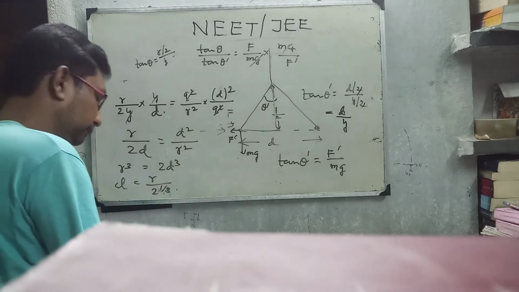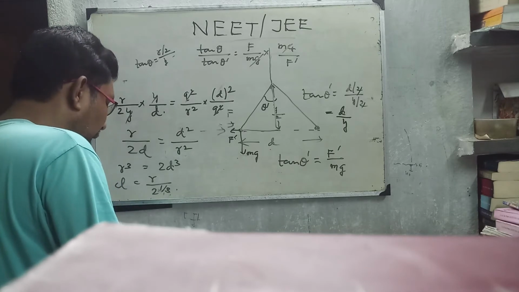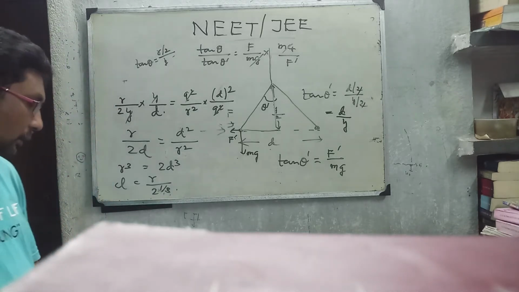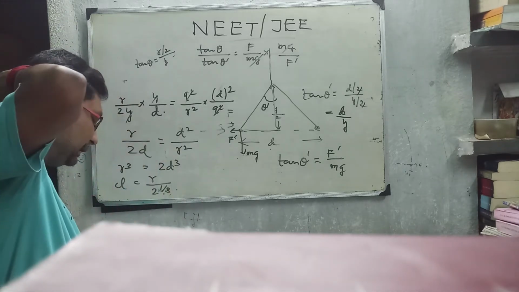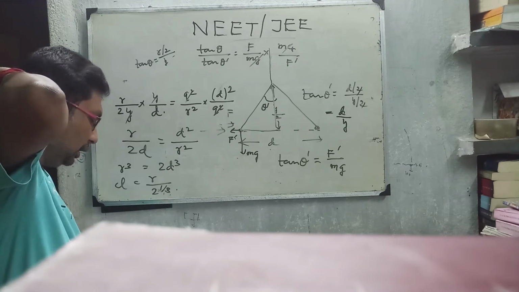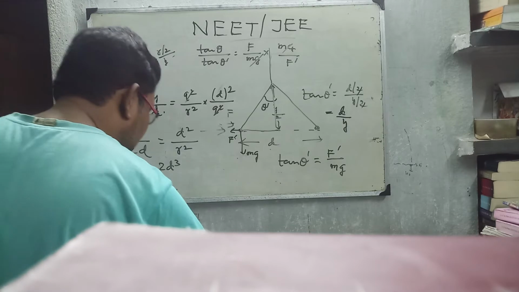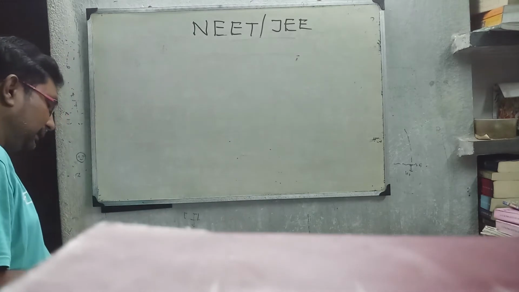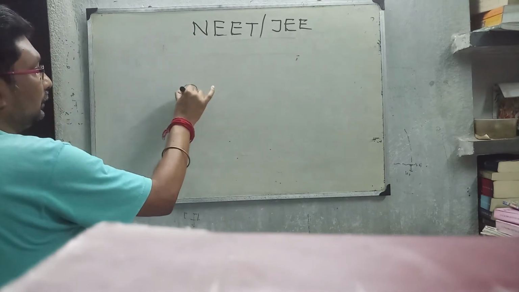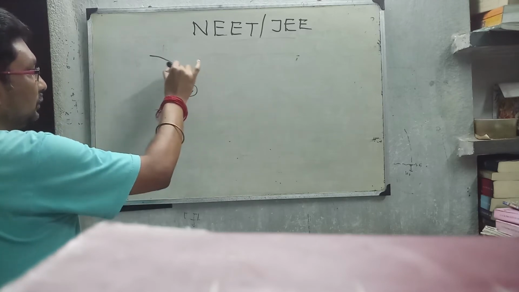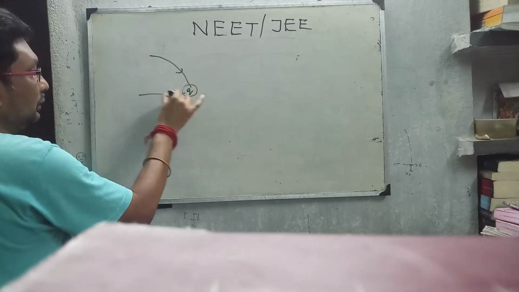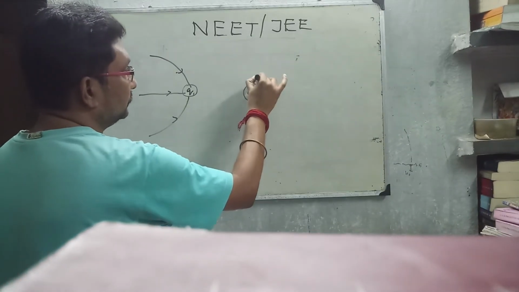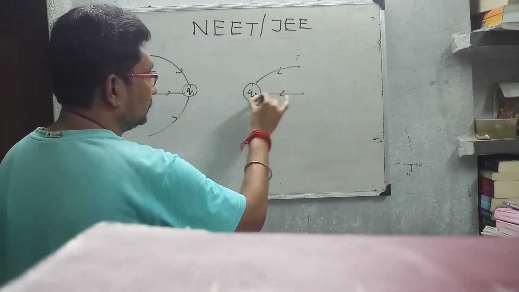Next question. The figure gives electric lines of force due to two charges Q1 and Q2. A figure is given with two charges and the electric lines of force drawn. What are the signs of the two charges? The diagram is like that. Q1, the lines of force. I just draw one or two lines of force. Q2, I also draw one or two or three lines of force here.